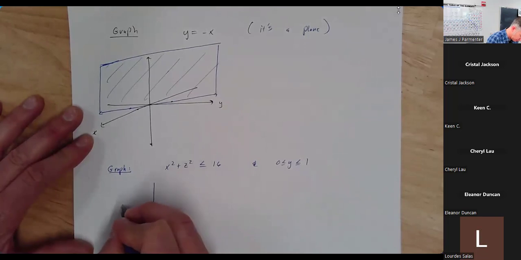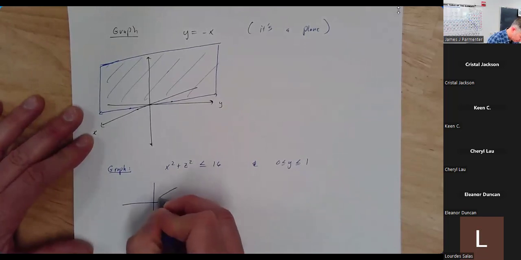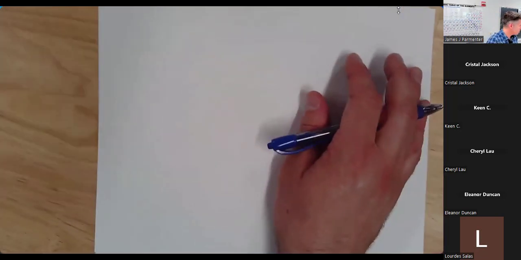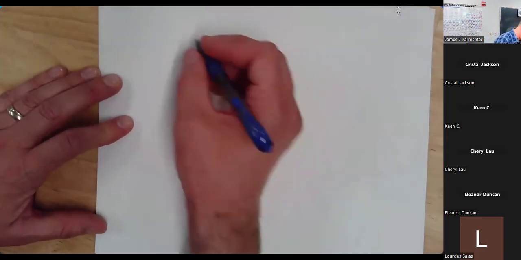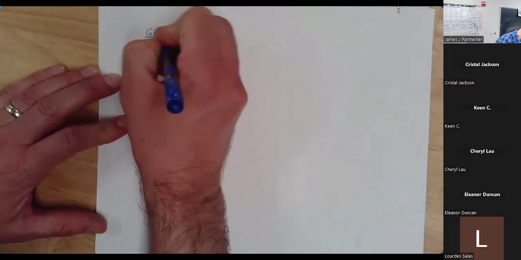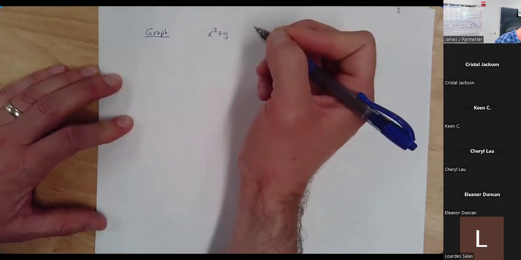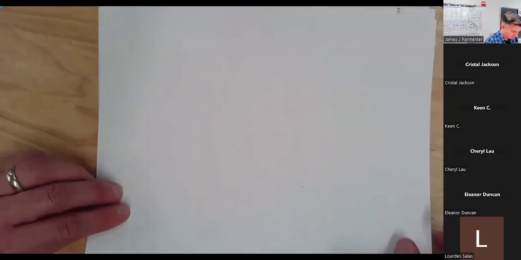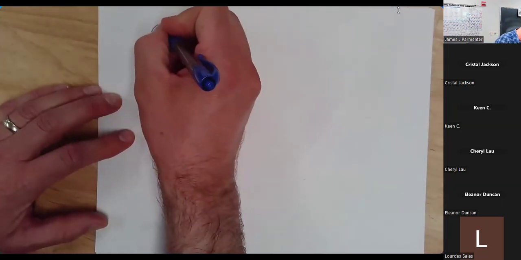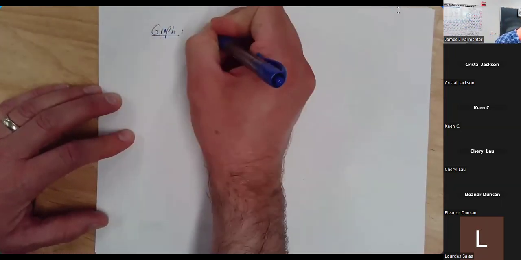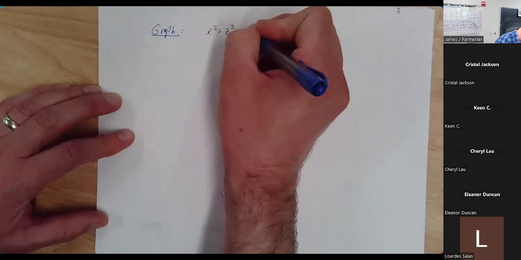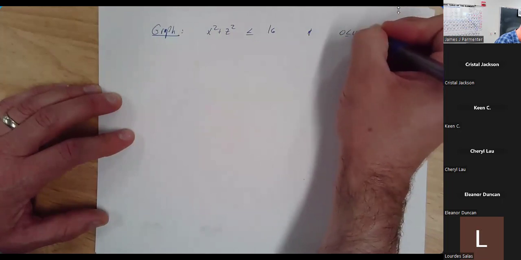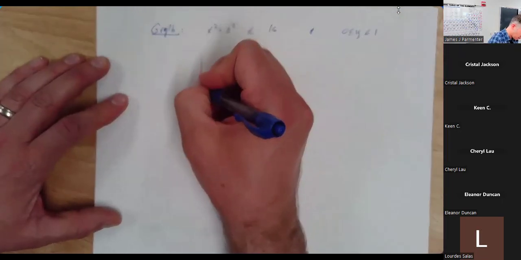Can I draw this diagonal? Let's give myself more room to draw this picture. Sorry about that. Let's just do this again. One more time. We're going to graph x squared plus z squared less than or equal to 16, and y is between 0 and 1. So here's what I'm going to start.